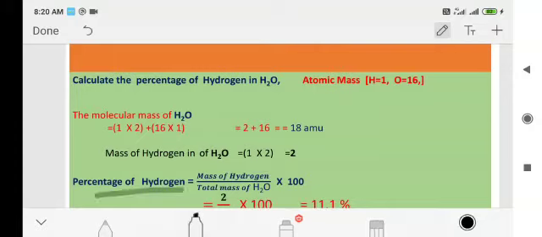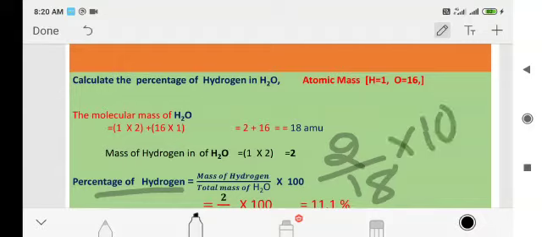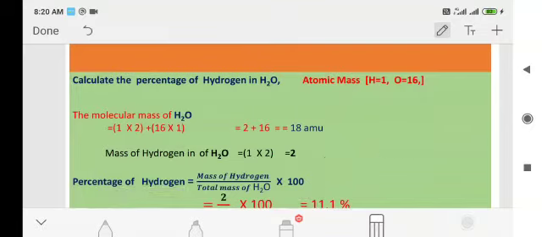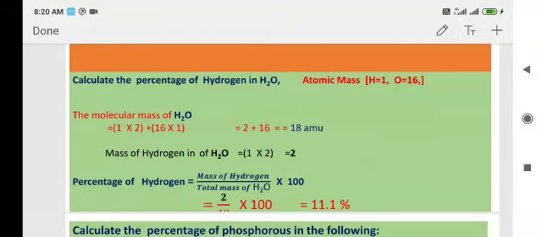To find out the percentage of hydrogen, the mass of hydrogen that came, 2 upon 18 into 100, you will multiply. In this way you will get the percentage. Percentage is 11.1 percent. I think it is clear for you. I'll take one more example for you.